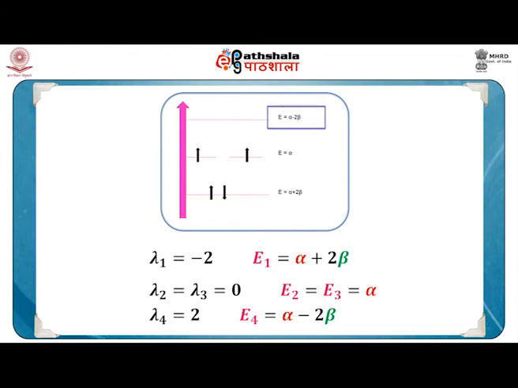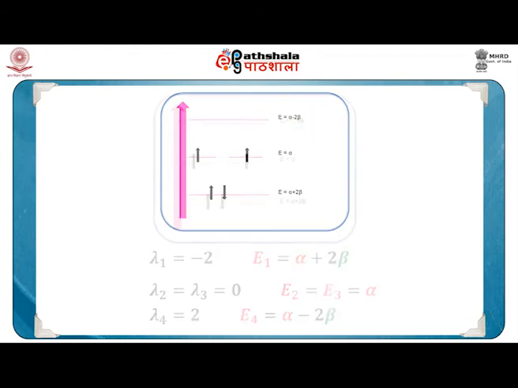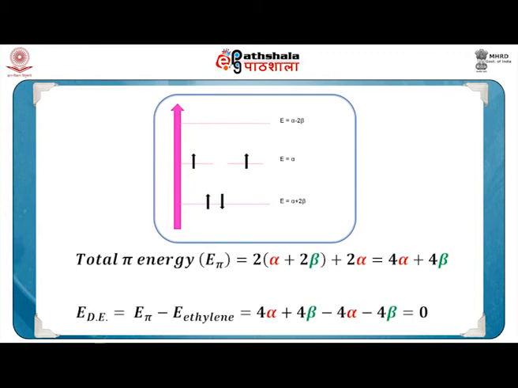Now using this energy level diagram, one can see that the total pi energy of cyclobutadiene would be 2 times (alpha plus 2 beta) plus 2 alpha. That means 4 alpha plus 4 beta. So this is the pi electron energy of cyclobutadiene.